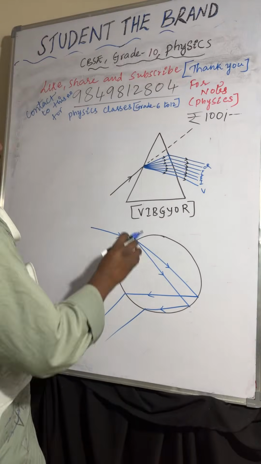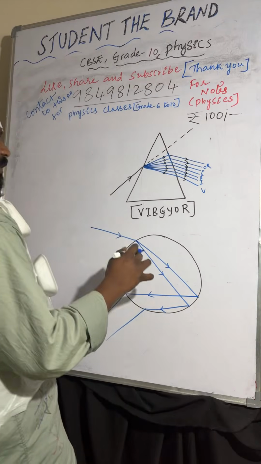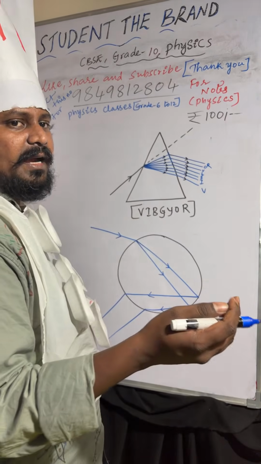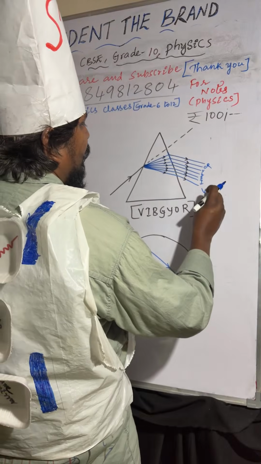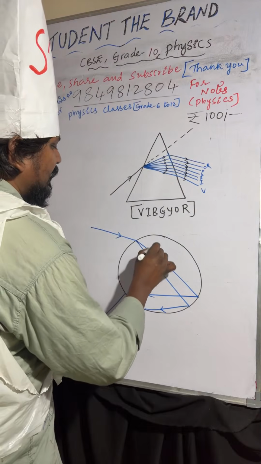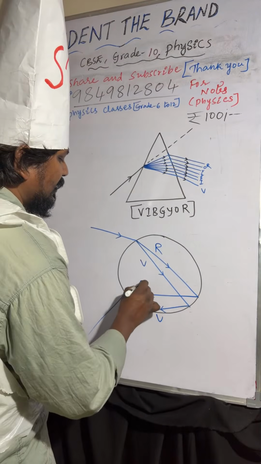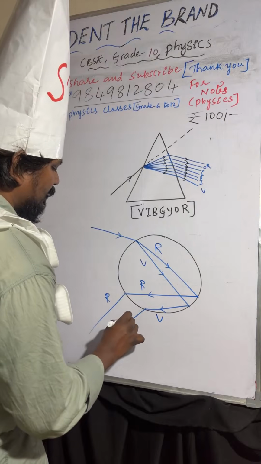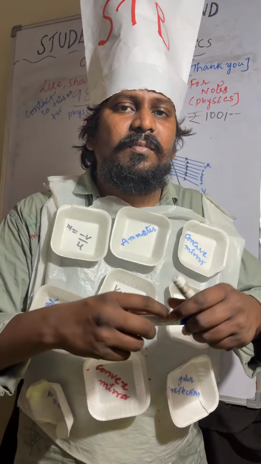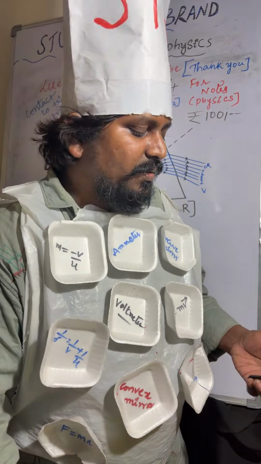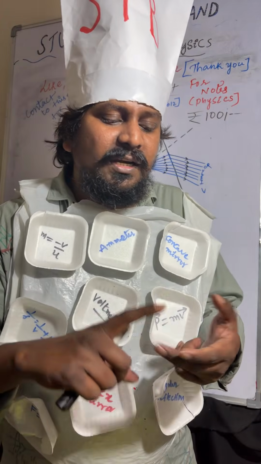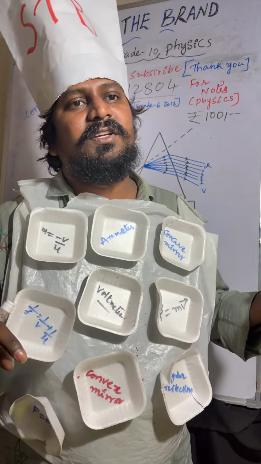Understood? So here, what is the phenomena involved? Actually, violet deviates the most and red deviates the least. That's why violet is at the bottom and red is at the top. What is the phenomena involved in the formation of a rainbow? Refraction, dispersion, internal reflection.